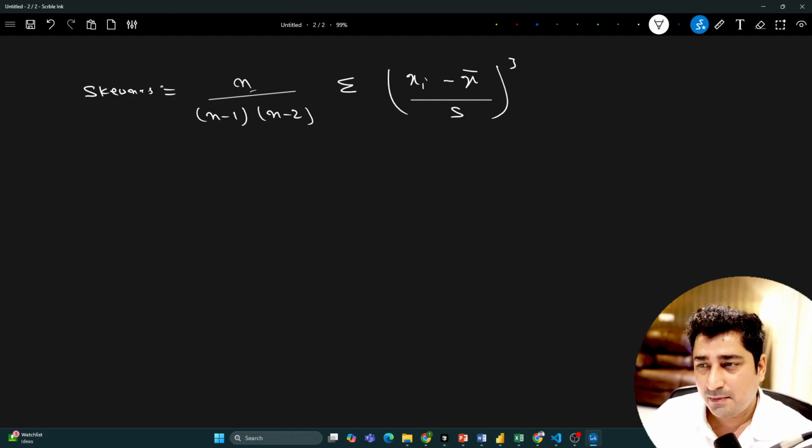We all are aware of all of these things, right? So n is nothing but the number of data points, xi is nothing but the data itself, and x bar is nothing but the mean of the data. This is the standard deviation of the data set to the power of cube, and then the summation of all of these things.